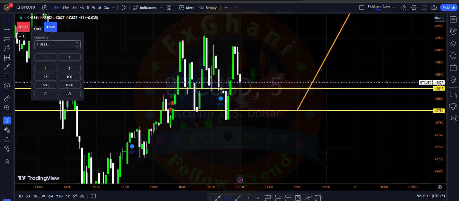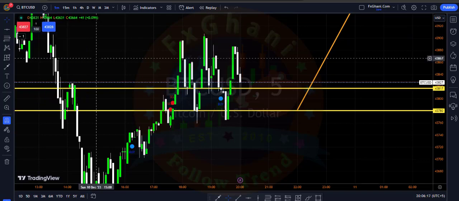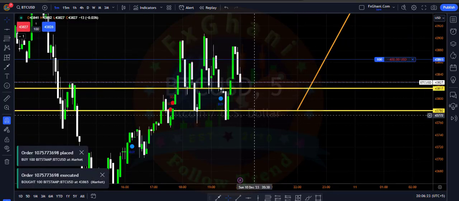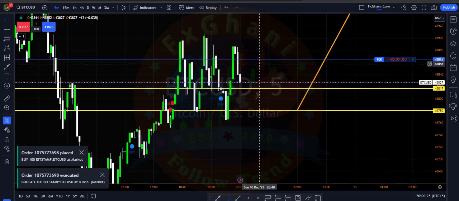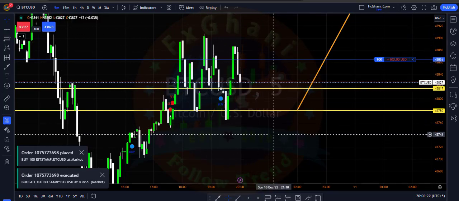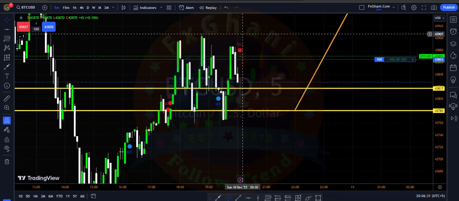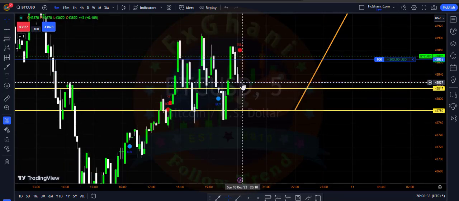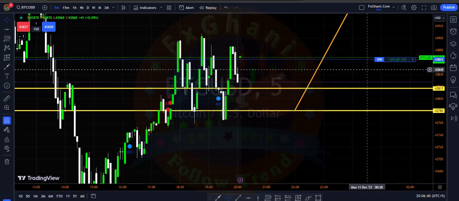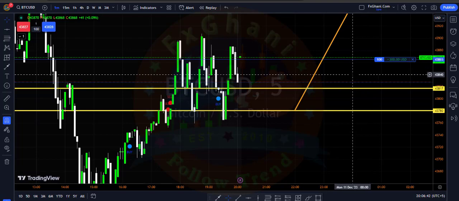So lot is 100 lots, okay, and I enter a buy trade. So right now you can see our spread is very huge because the market is doing range and it's a Sunday. I placed the buy at this price, but overall I am in $200 profit.